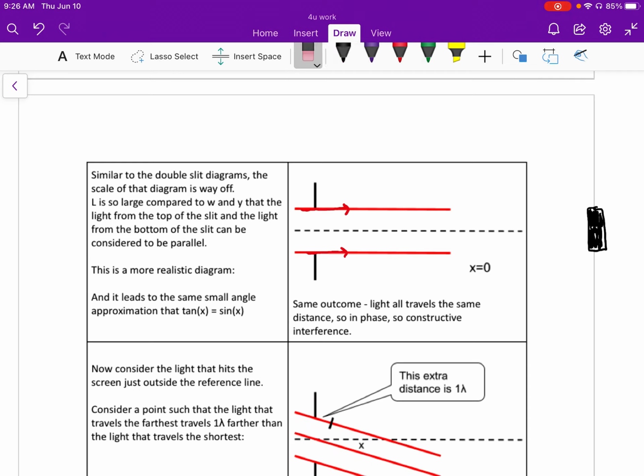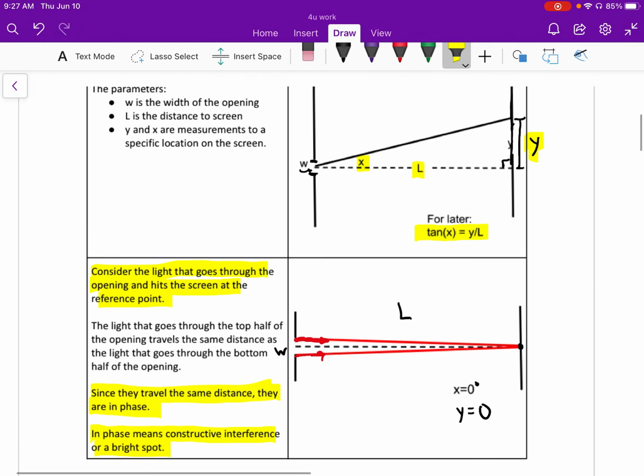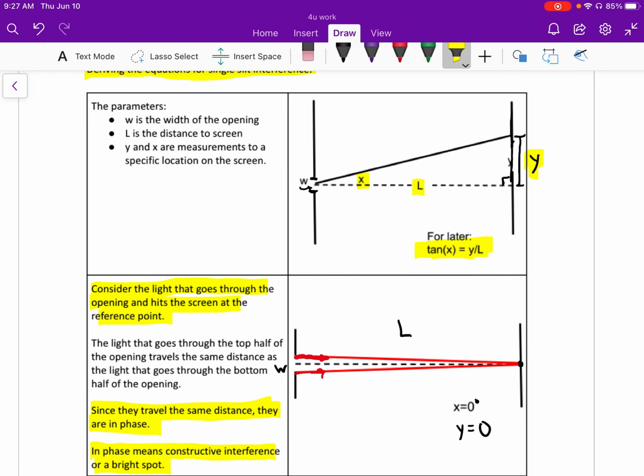Or another way to think about it, kind of like what we did with double slits, they're not quite parallel, but they're so close to parallel that we can approximate it and presume that these light rays, the one coming from the very top and the one coming from the very bottom, are parallel, even though they're not perfectly parallel. When we zoom in this much, the second thing that's going to happen, just like it did with the double slit proof, is tan x is approximately the same as sine x. So we'll take advantage of this just like we did with the double slits.